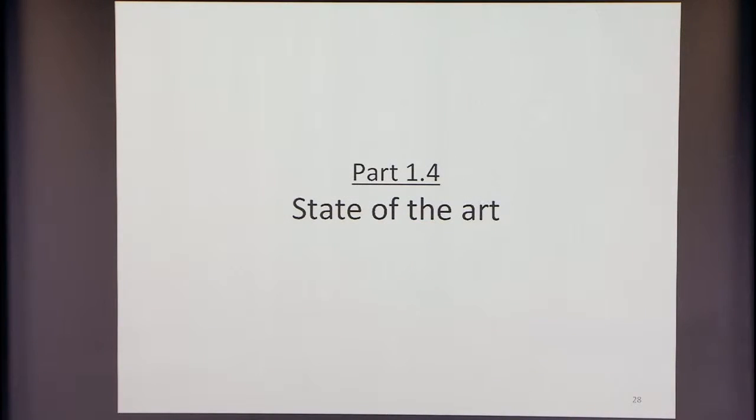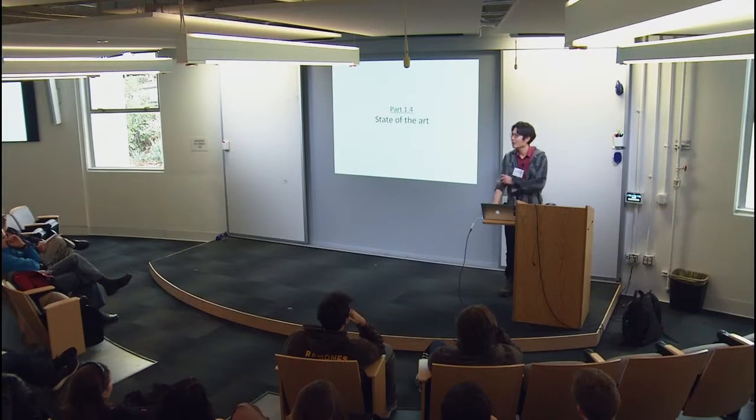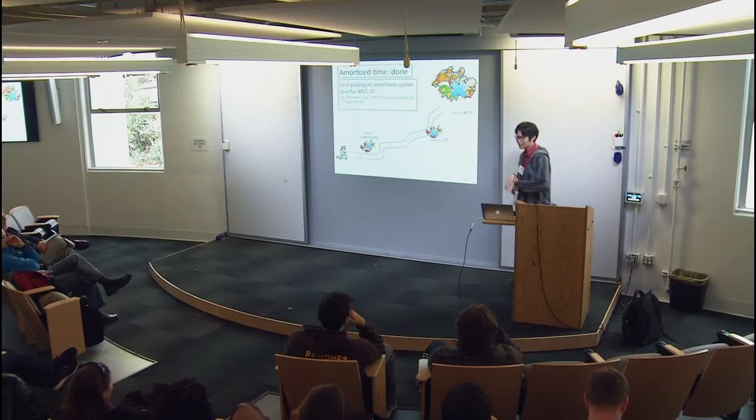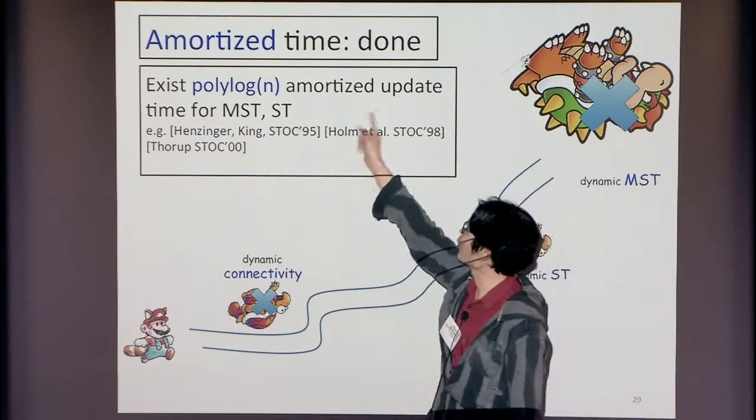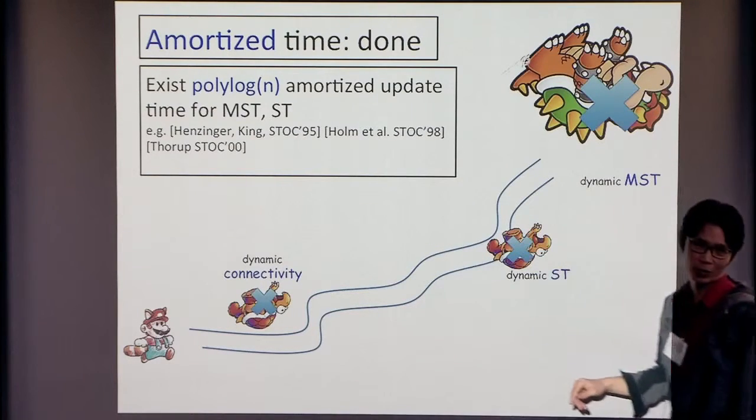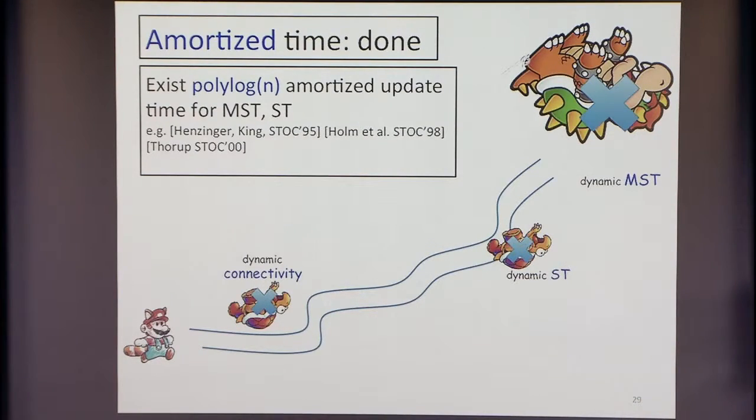Okay, so what is known about this problem? Connectivity, spanning tree, and minimum spanning tree. First, let's start with the easy case, amortized running time. And this is actually pretty much done a long time ago. What I mean by done is that you can have polylogarithmic amortized update time for all these three problems. And this is due to Monika Henzinger, Valerie King, and Mikkel Thorup, and a few others. So there's not much to do for amortized update time.